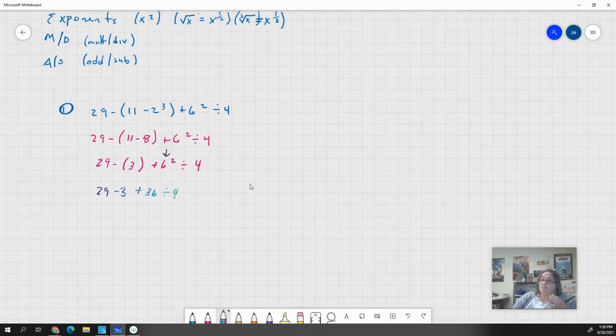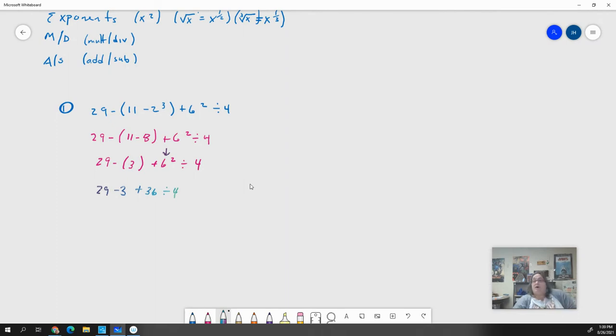And this is where we get into now. We've done the parentheses. Our groupings are taken care of. Our exponents are taken care of. There's nothing else written to a power. And so now we're going to do multiplication and division in the order that we see it. We are not going to do anything before we do multiplication and division.